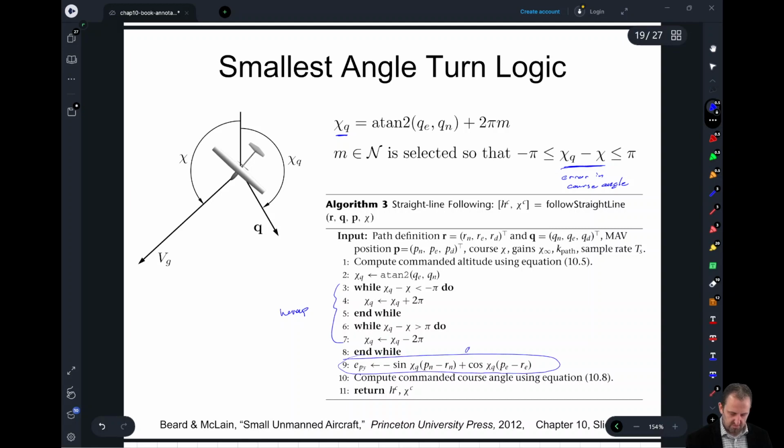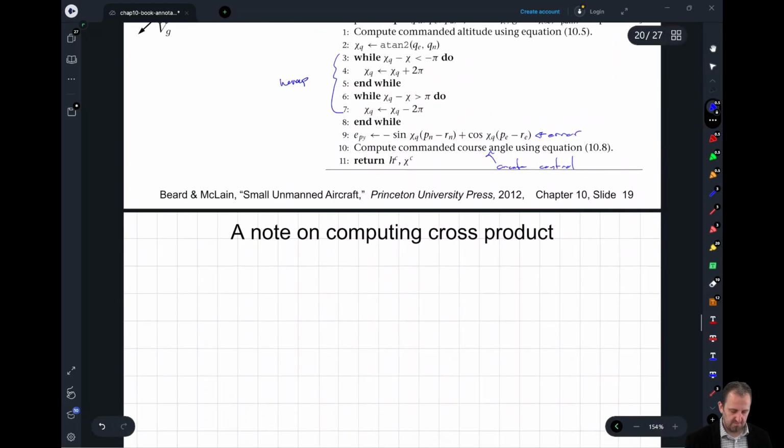and then we apply the control. So this one is our error, and then we apply control. Excellent. So you just have to be a little bit careful to make sure that your course angle error is between negative pi and pi, so you turn the correct direction instead of doing a full circle to go a small angle.